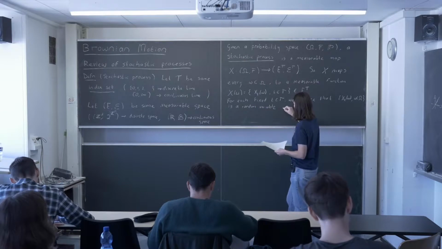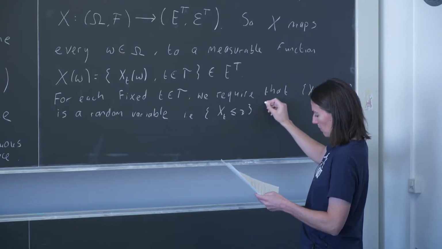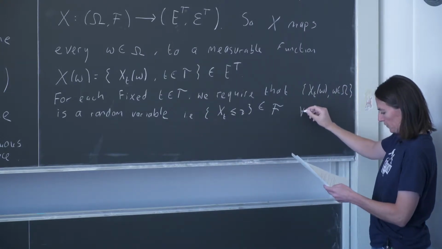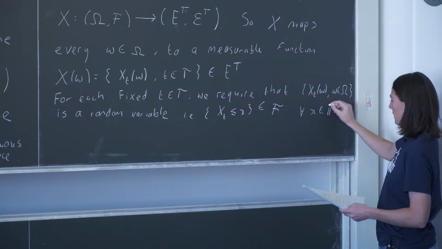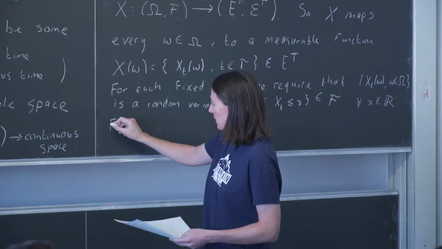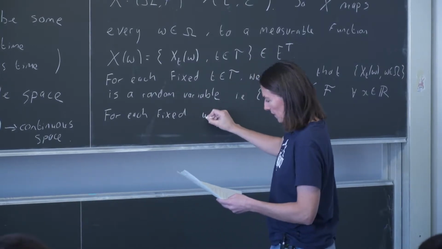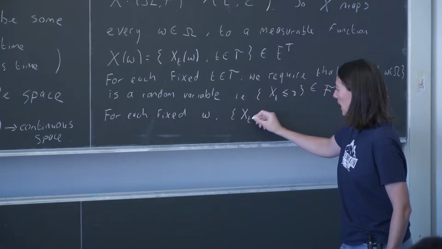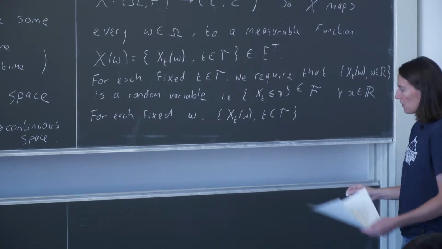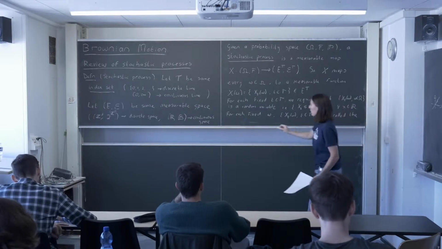So, i.e., we need that the set {X_t ≤ x} must be in our sigma algebra associated with our probability space for each x in the reals. And then lastly, one final definition connected with stochastic processes is, for each fixed omega, we can consider the set X_t(omega) as t runs through the index set, and this is called the sample path of the process.